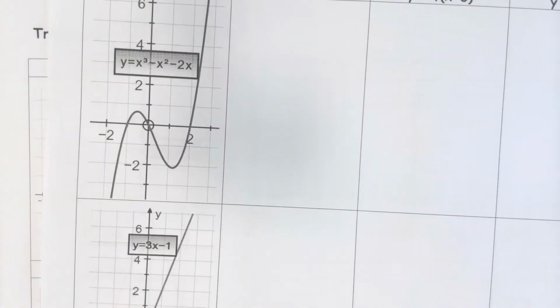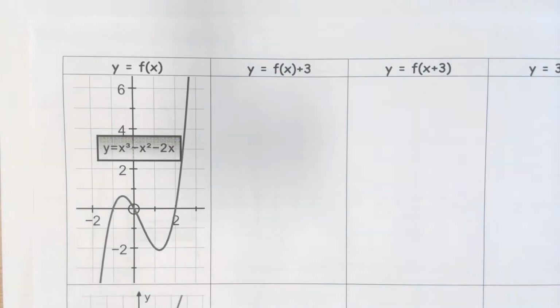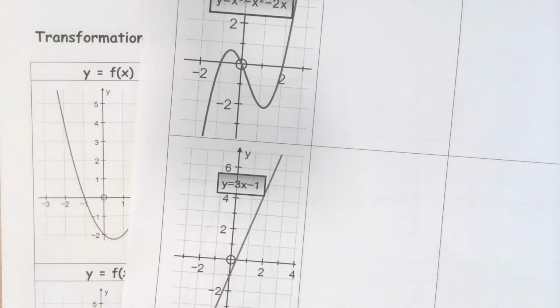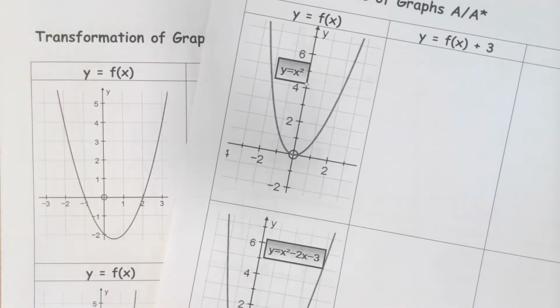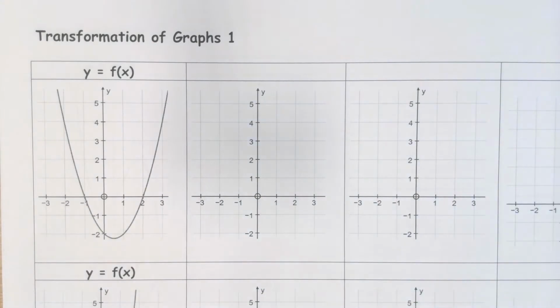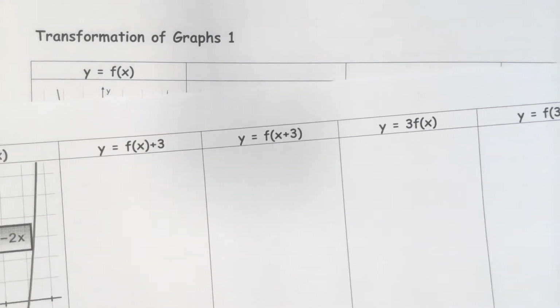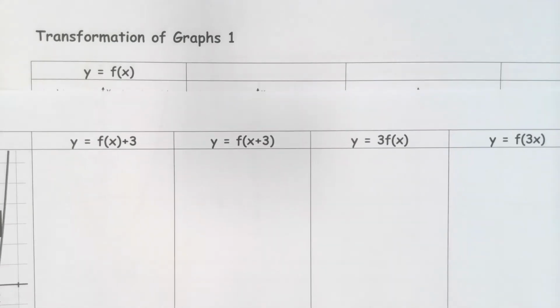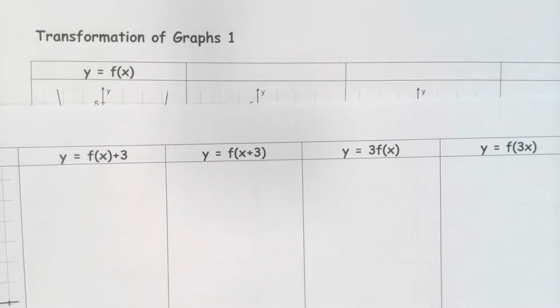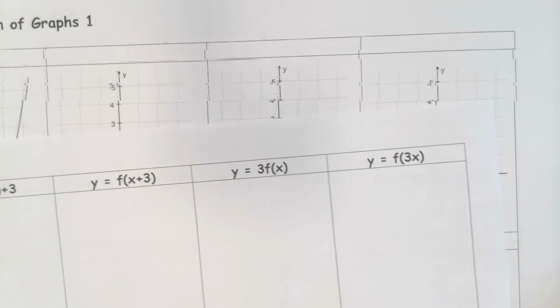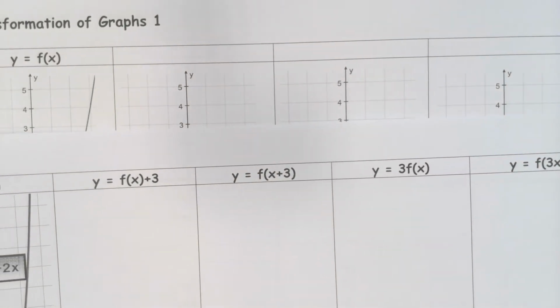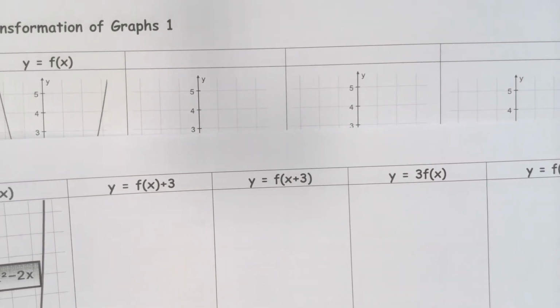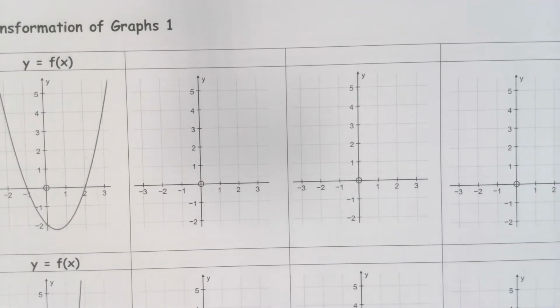This is labelled the master grid, and what you can see here are a number of functions that have been drawn and labelled on the left, and then above them you should be able to see on the top of each column a number of functions. Now these need to be copied onto the top of each transformation grid beside it.